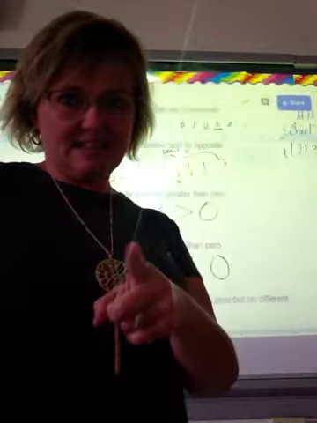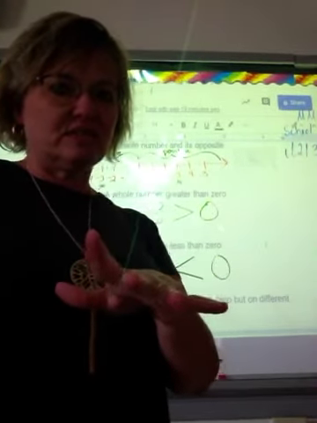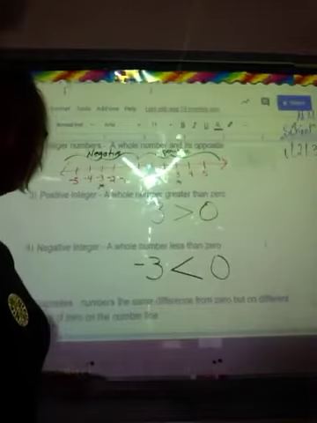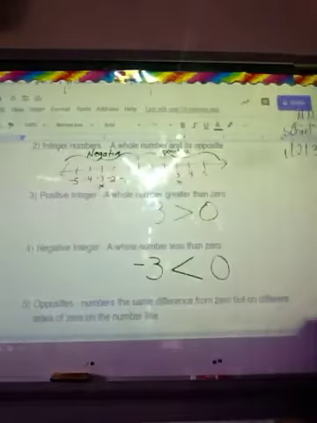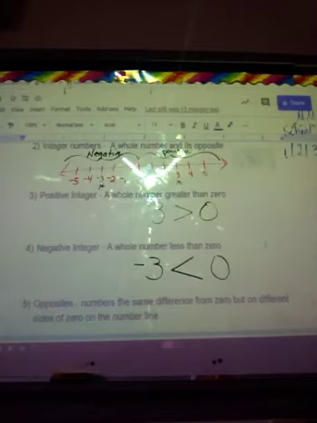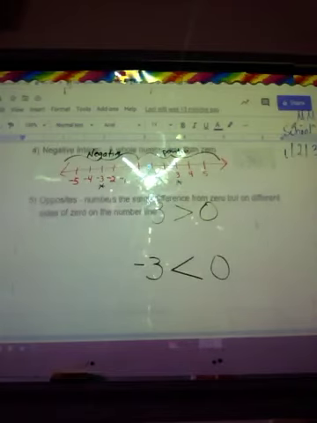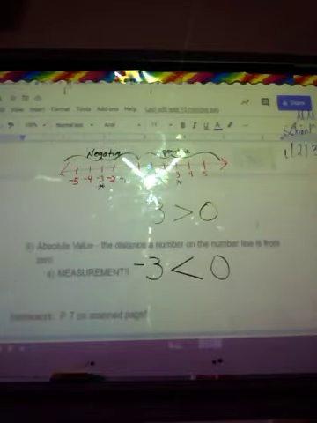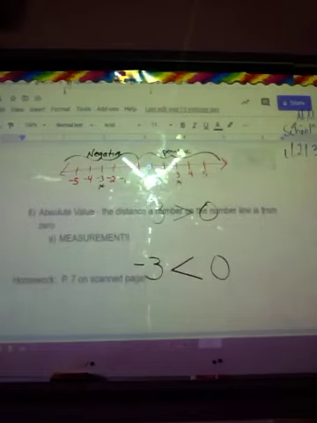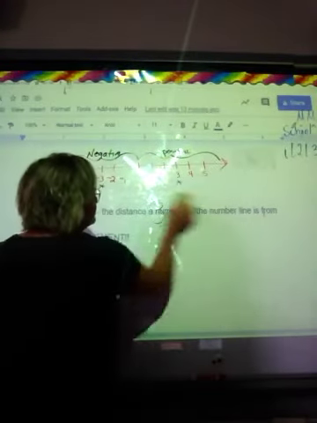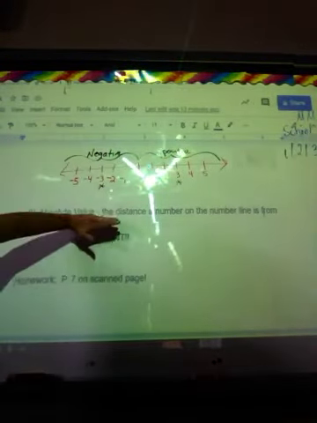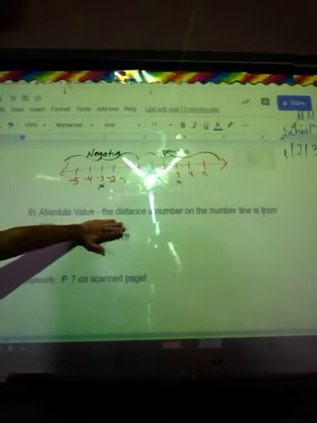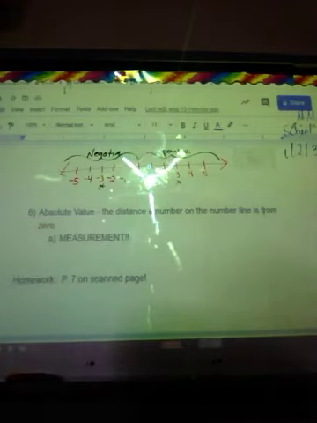Kids don't seem to have a problem with opposites. The next concept can get a little confusing, okay? So make sure you have this down. I'm going to scroll, and we're going to talk about absolute value. Absolute value. Okay. Absolute value is the distance a number is on the number line from 0.